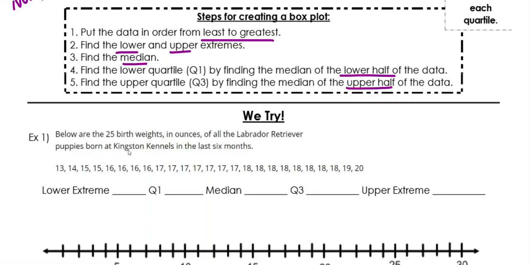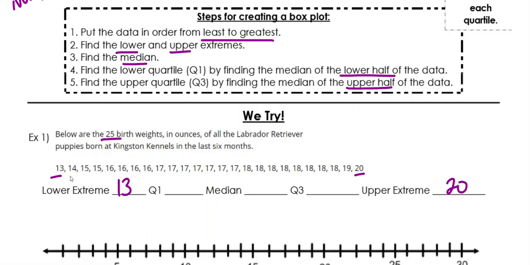All right, so let's try that here. Below, there are 25 birth weights in ounces of all Labrador Retriever puppies born in Kingston Kennels in the last 6 months. So there's 25 birth weights. First thing I'm going to do, identify the lower extreme and the upper extreme. That's easy. These are already ordered from least to greatest, so 13 is the smallest, 20 is the biggest.